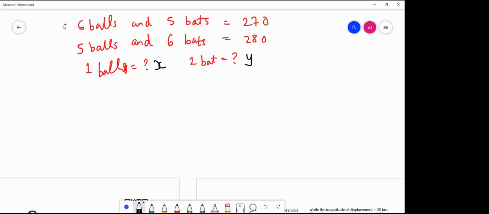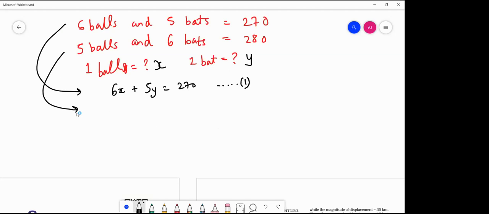So the first condition given is 6 balls and 5 bats cost 270. One ball is X, so 6 balls will be 6X, plus one bat is Y, so 5 bats will be 5Y, equal to 270. This will be equation number one. Now the second condition: 5 balls and 6 bats cost 280. So 5 balls will be 5X plus 6 bats will be 6Y equal to 280. Okay, this will be the second equation.